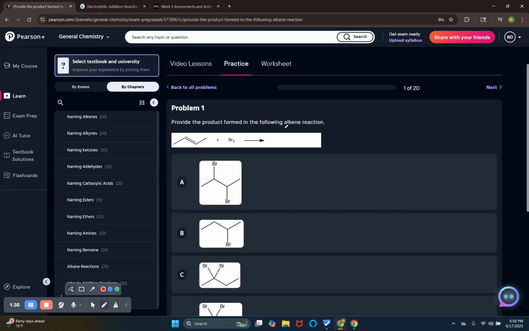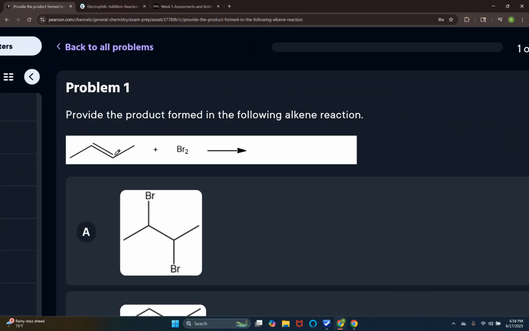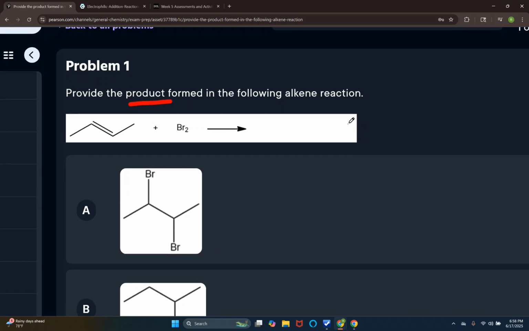Let's zoom in here. Actually, let me grab my little pen tool. So you can see that we have a butene here, and then we have a bromine. And the question asks, provide the product formed in the following alkene reaction. So it has a bromine. So let's first talk about that for a second. One thing we learned in this week's lecture with Dr. Kerr is that this bond between the bromines is exceptionally weak. So it doesn't take a whole lot to break it.